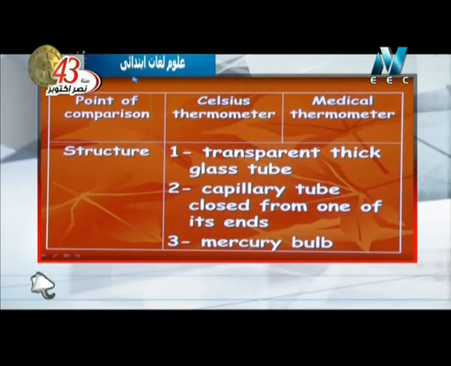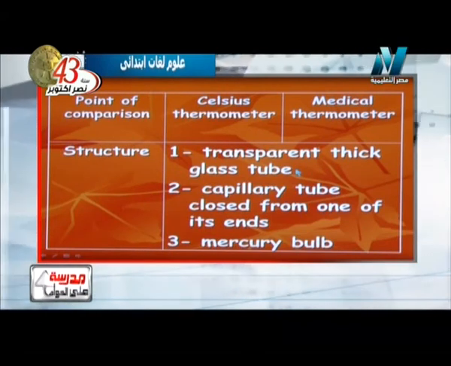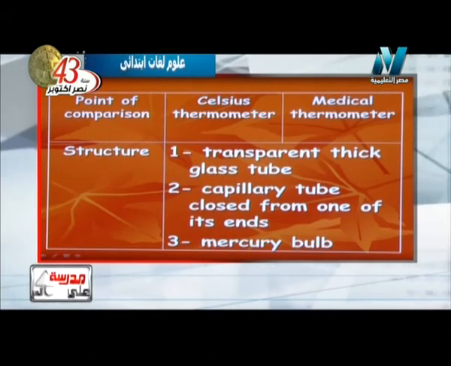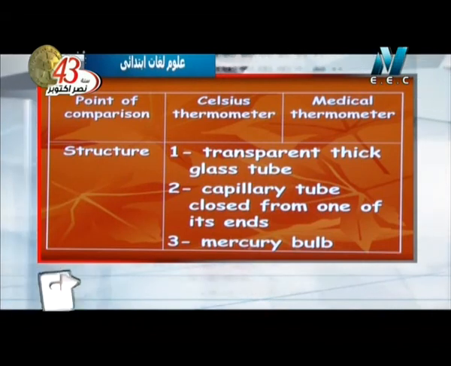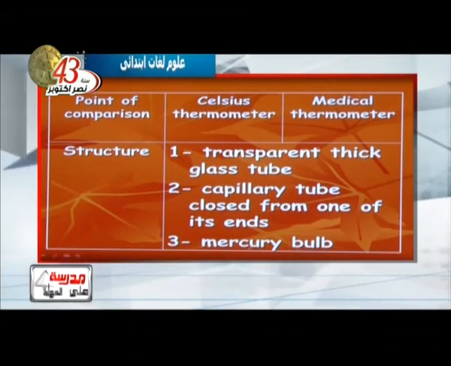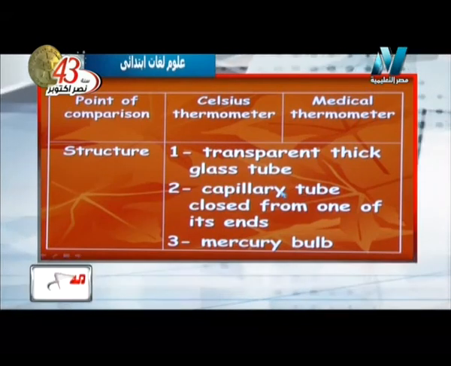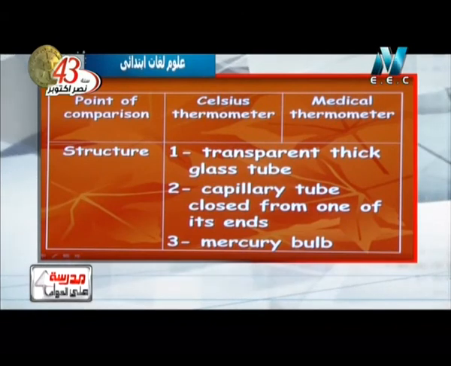So can you remind me which one is different from each one of them? Surely the main difference, the only difference, between the medical thermometer and the Celsius thermometer in the structure is the constriction. The only difference between them is the constriction. So again, the medical thermometer contains a constriction, but the Celsius thermometer doesn't contain the constriction.